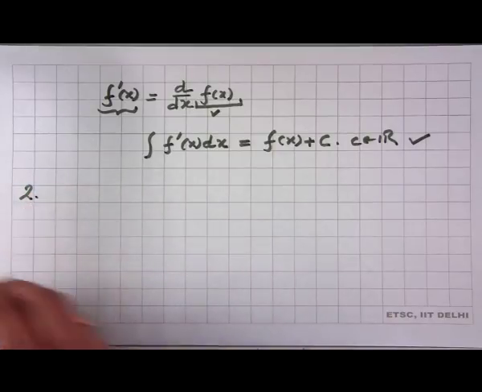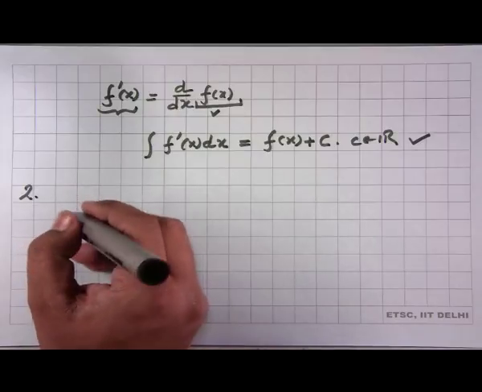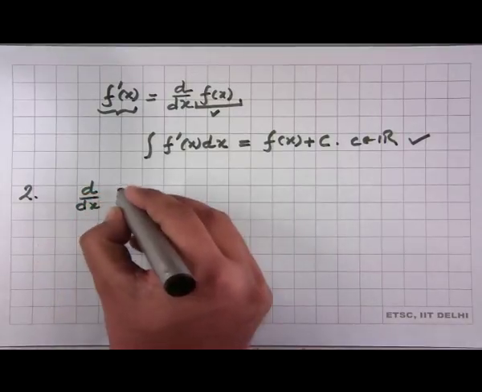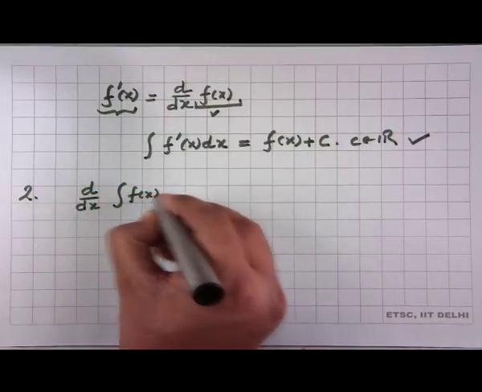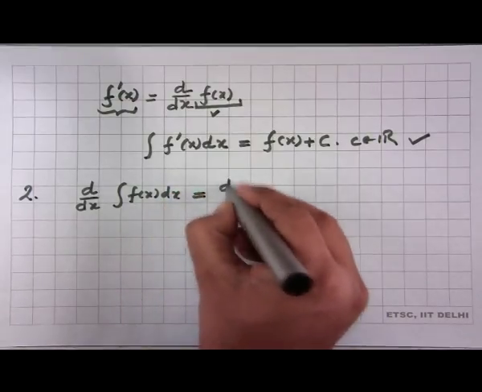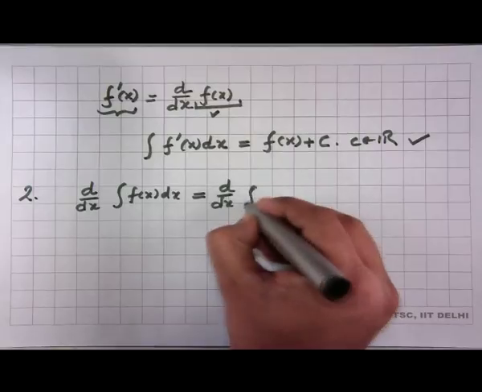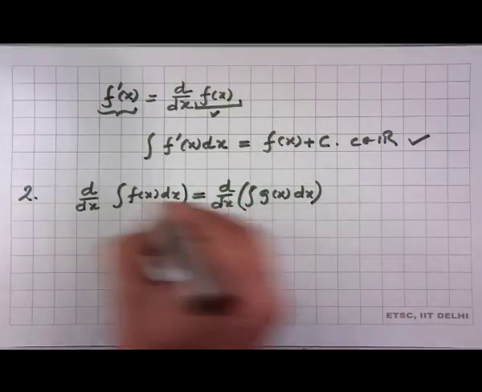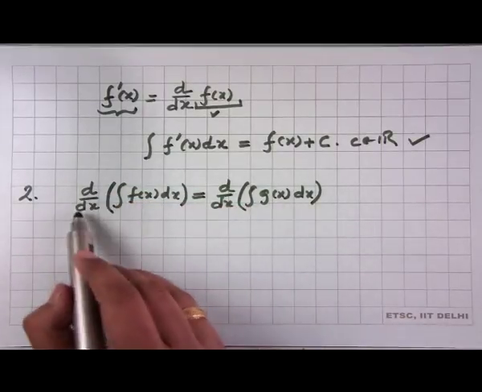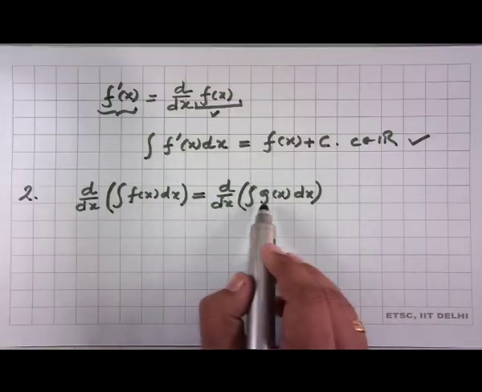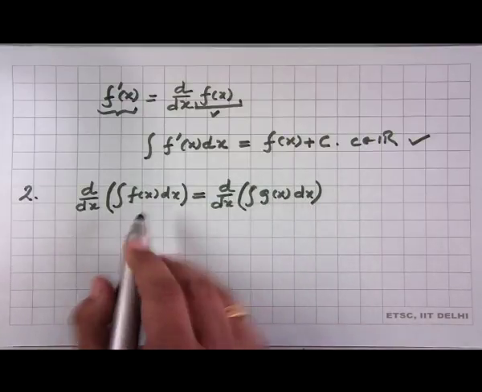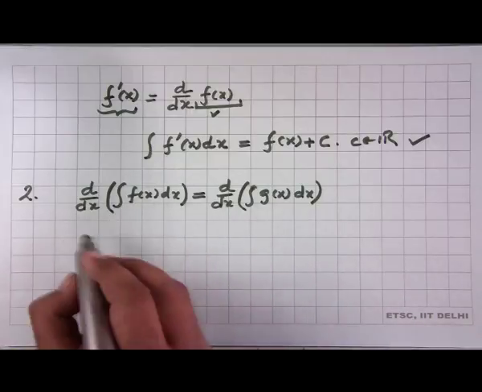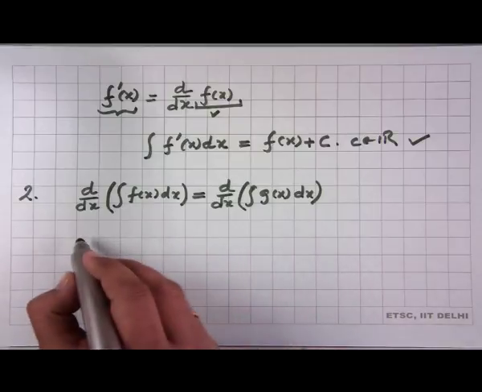The second property which we will look at is that if we are given that the derivatives of two integrals are the same, that means that for two functions f x and g x, if d by dx of integral f x dx is the same as d by dx of integral g x dx, then both the integrals of f x and g x belong to the same family of functions. How can we show that?